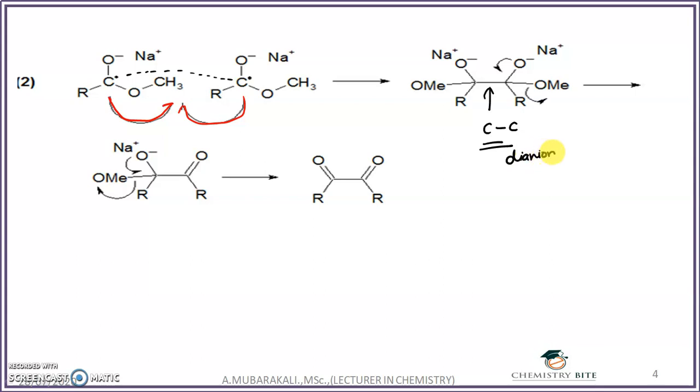Why am I calling it a dianion? Because on oxygen you have two negative charges, that is why we call it a dianion. This dianion, by the release of the two alkoxides from the radical ion, forms a diketone.